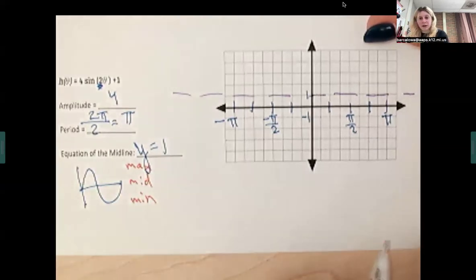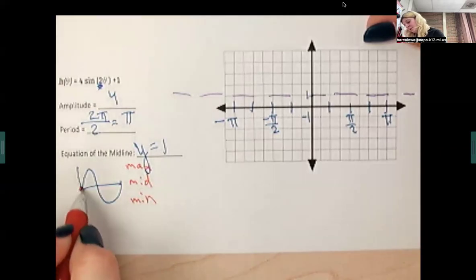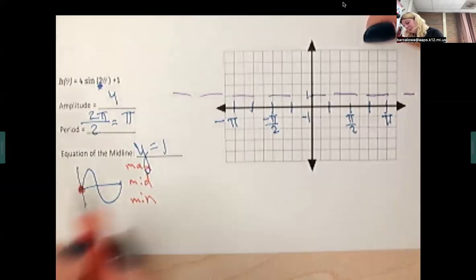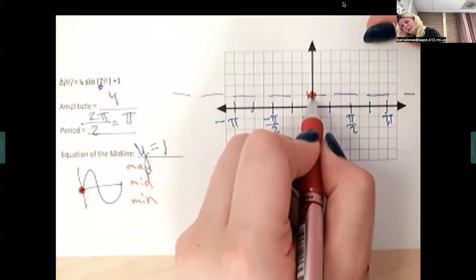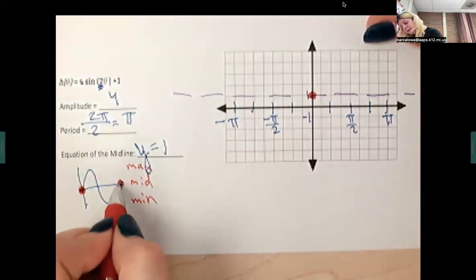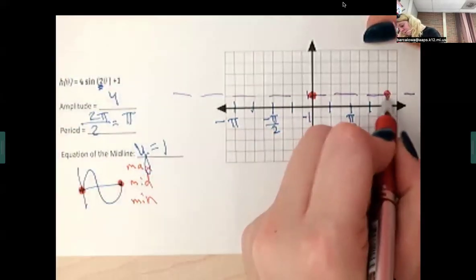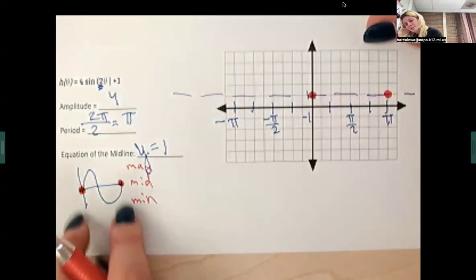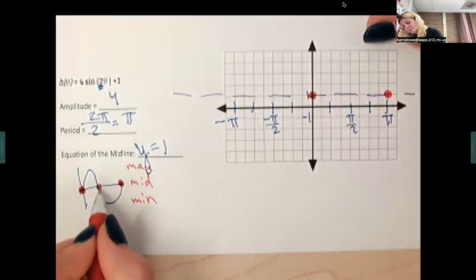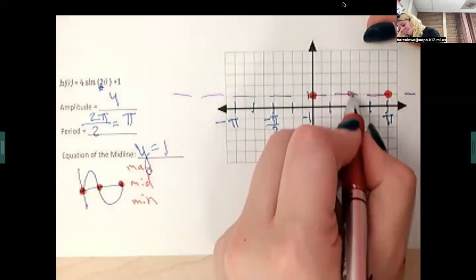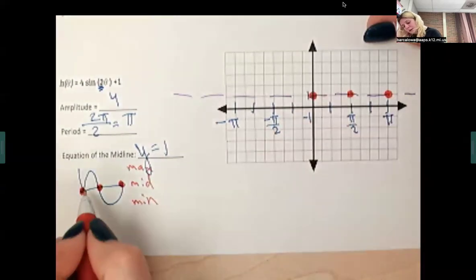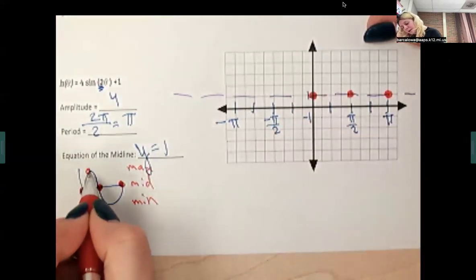Again, only 3 locations you're drawing points. Max, mid, min. So my first point starts at the midline. So first point at the midline. Last point on the midline. Halfway between those two. Also on the midline. Halfway between those two, I'm at a maximum.